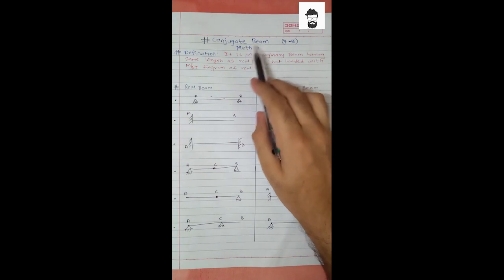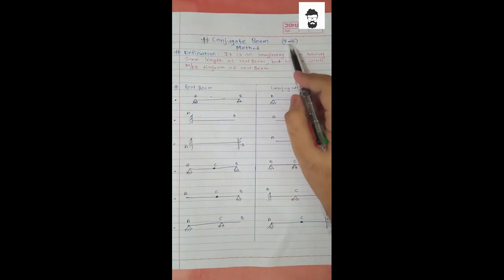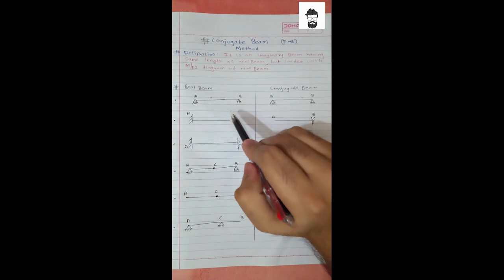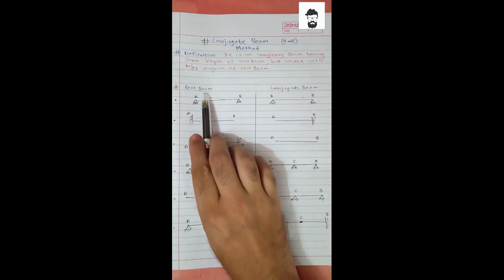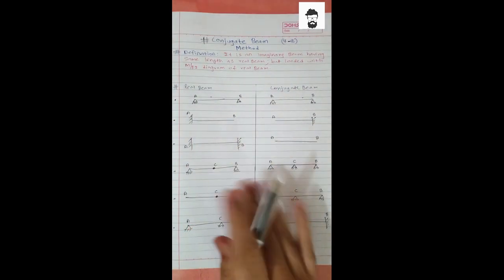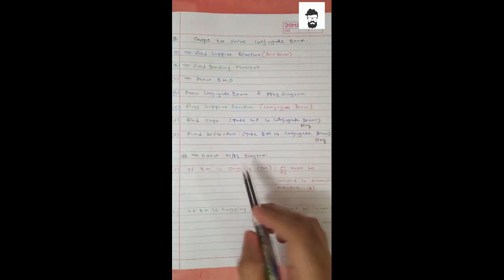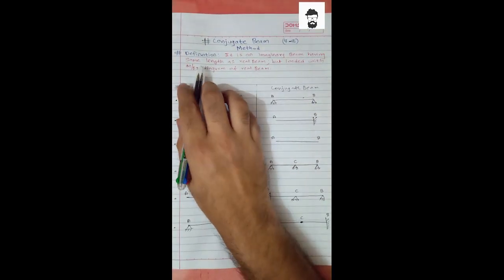Start with conjugate beam method. The weightage of this topic is 7 to 8 marks. So in this video lecture we are going to study the definition of conjugate beam, how to convert a real beam into conjugate beam, what are the steps to solve a conjugate beam, and few tricks about how to draw M/EI diagram. So let us start with the definition part.